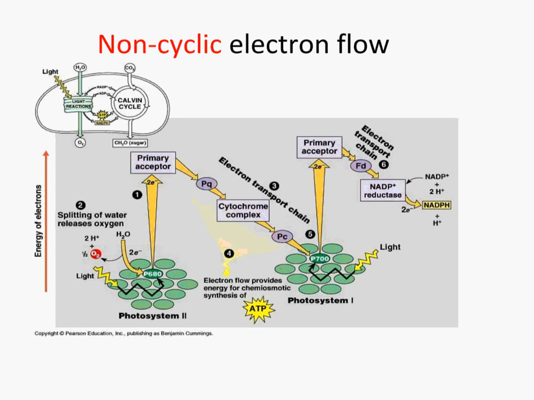The one that we're going to spend most of our time on is the non-cyclic flow, meaning that those electrons have a starting point. That starting point is going to be photosystem 2, as you see on this picture, and the end point is going to be NADPH. They're not cycling through.